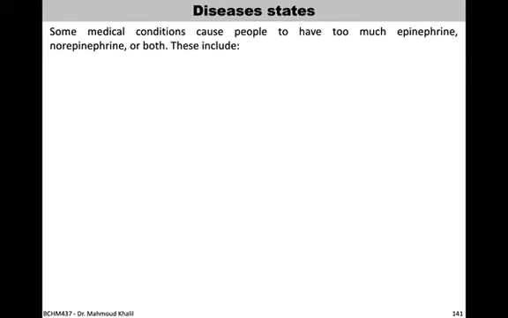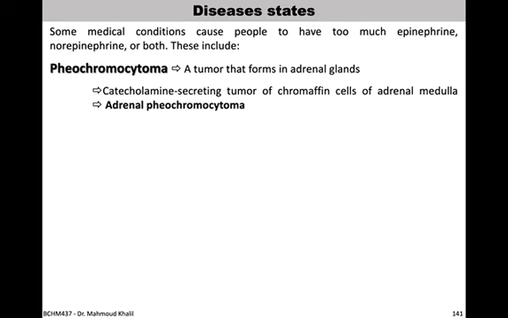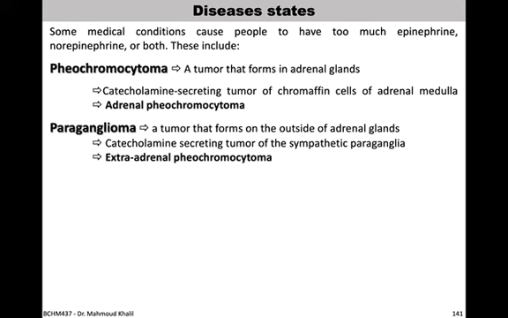Some medical conditions cause people to have too much epinephrine or norepinephrine or both of them. One of the major disorders is pheochromocytoma, which is a tumor that forms in the adrenal gland. Actually, it's a catecholamine secreting tumor, and you know that catecholamine is secreted from the medulla of the adrenal gland. So it is a catecholamine secreting tumor of chromaffin cells of the adrenal medulla, and in this case it's called adrenal pheochromocytoma. While the paraganglioma is a tumor that forms on the outside of the adrenal glands.